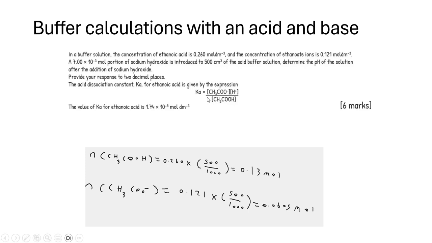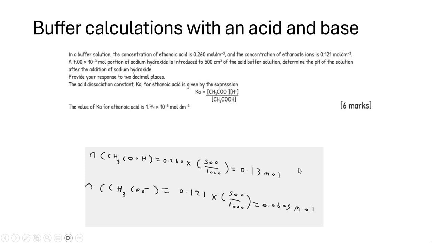So how do we do that? Well, let's just find the moles of everything beforehand. The moles of ethanoic acid is equal to the concentration, 0.260, times the volume, which was introduced into 500 centimeter cube. That gives you 0.13 moles of ethanoic acid. Then find the moles of sodium ethanoate, or ethanoate ions. So you take that concentration and times it by the volume, you get the moles of ethanoate.